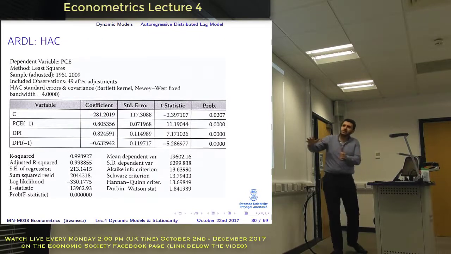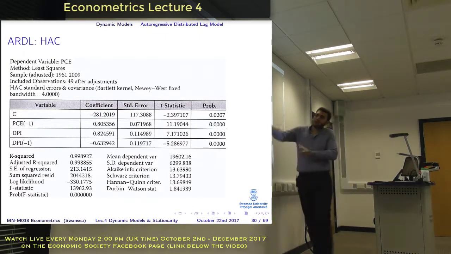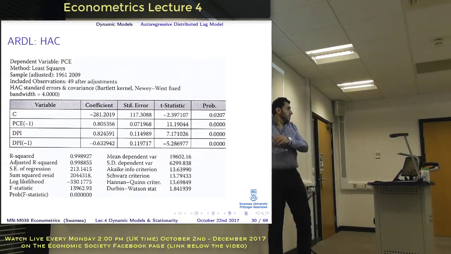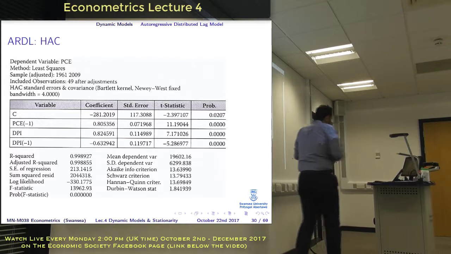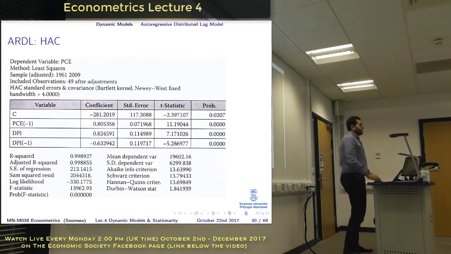And again, this is the same estimation. This is the same model. The only difference is that we use the heteroscedasticity and autocorrelation consistent standard errors. Any question?